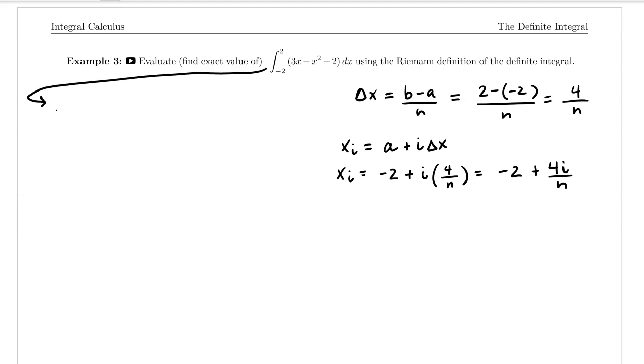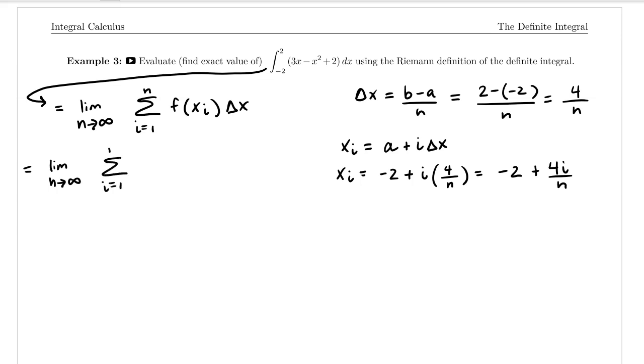Now, we want to use the Riemann definition of the definite integral. So this definite integral is equal to the limit as n approaches infinity of the summation from i equals 1 to n of f of x sub i times delta x. So we need to plug in a bunch of stuff. We need to evaluate the summation, and then last we need to figure out what the limit is equal to. So this is equal to the limit as n approaches infinity of the summation from i equals 1 to n of f of x sub i, so f of -2 plus 4i over n, times delta x, which we calculated to be 4 over n.